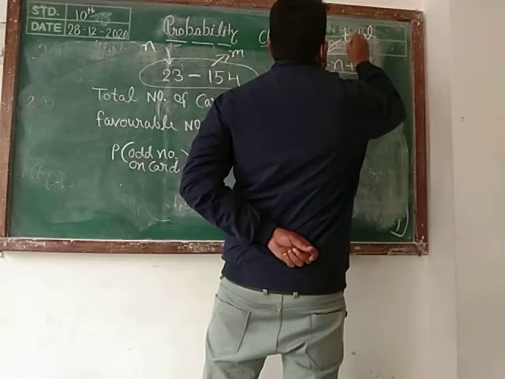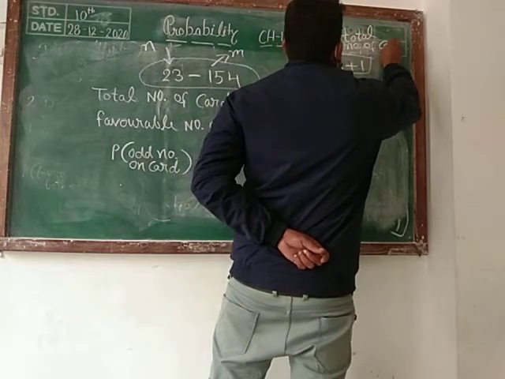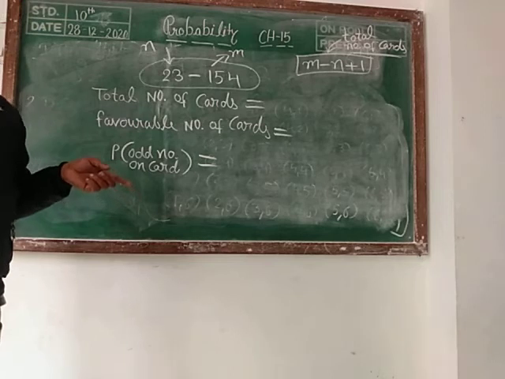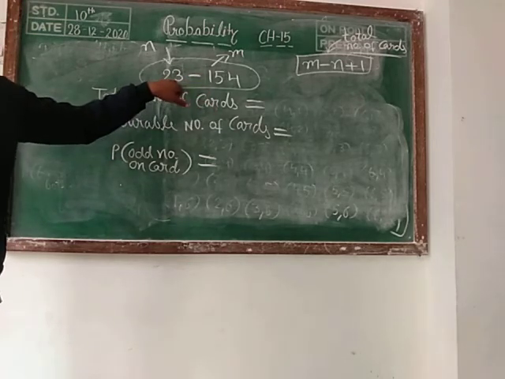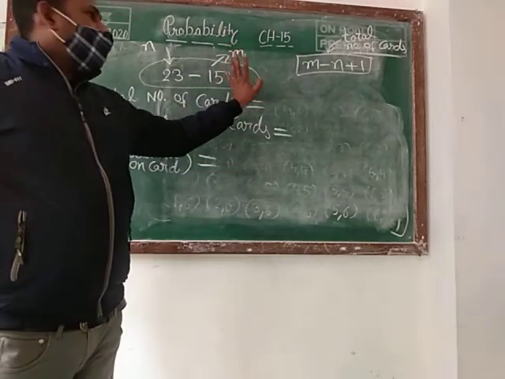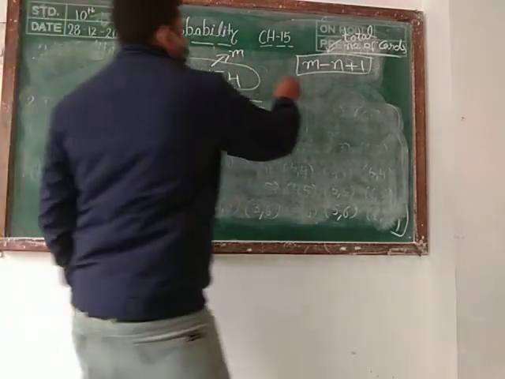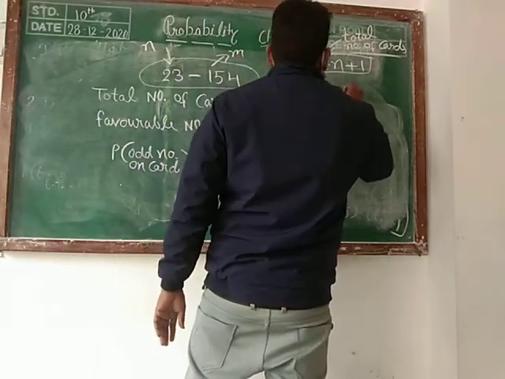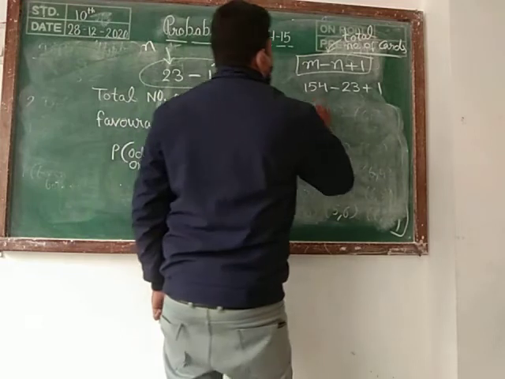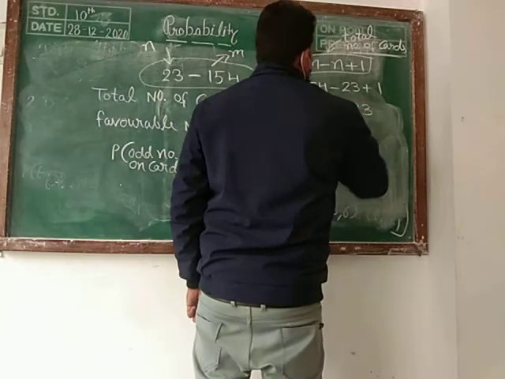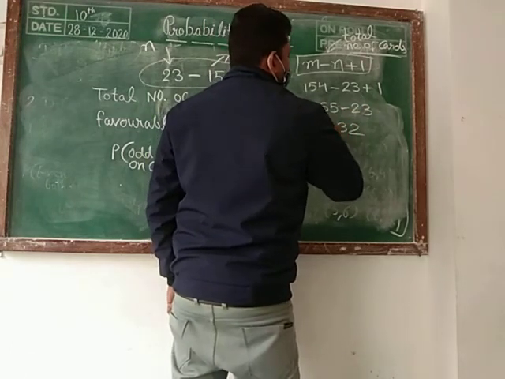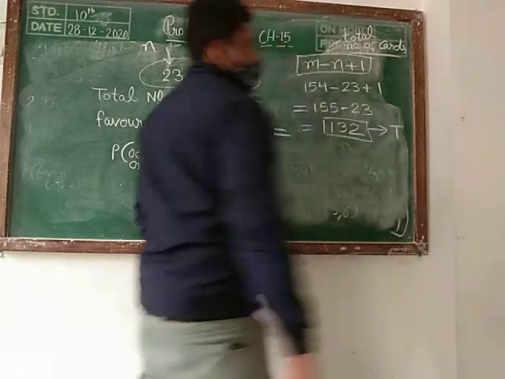This concept you have to remember. If you get these kinds of questions, then the total number of cards is m minus n plus 1, meaning 154 minus 23 plus 1. Is the concept clear? Always in these kinds of questions you have to use this concept. Here we get 154 minus 23 plus 1, meaning 155 minus 23. If we subtract these two, 5 minus 3 is 2, 5 minus 2 is 3, so 132 is the total number of cards.